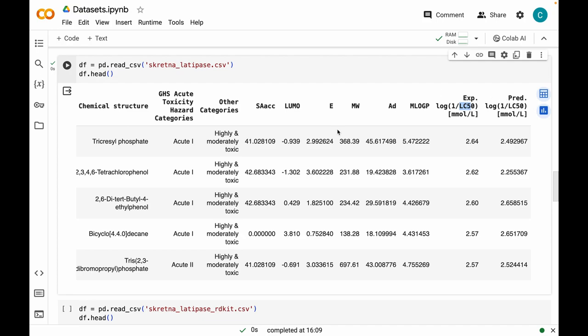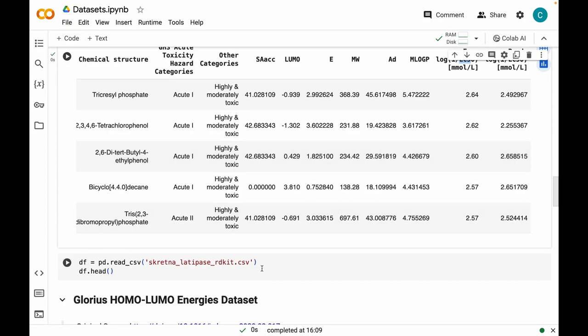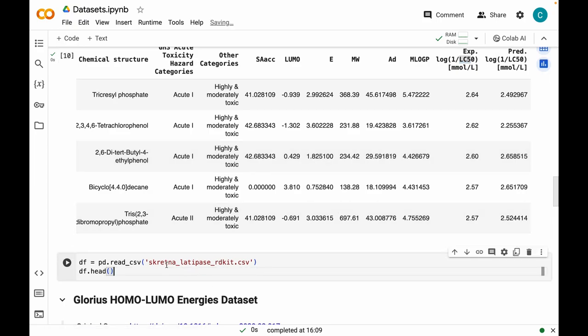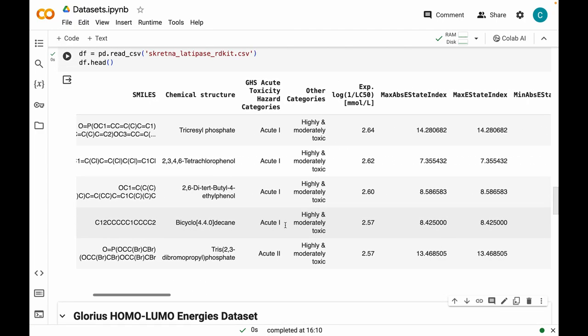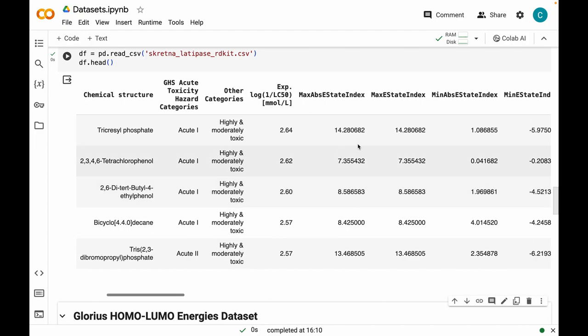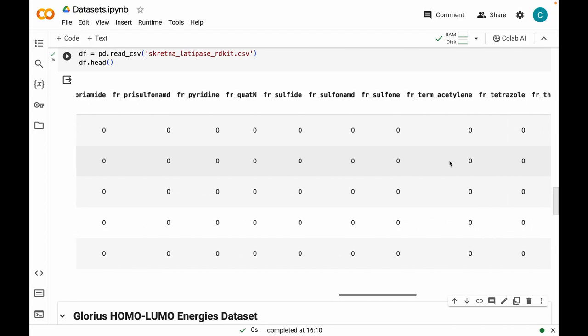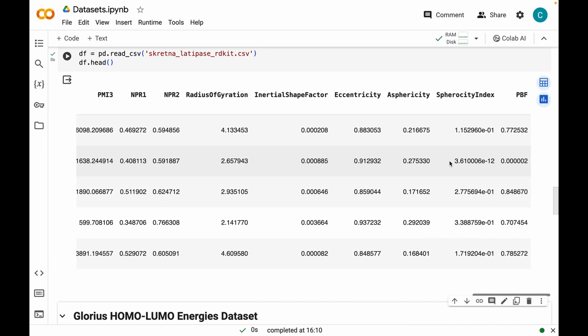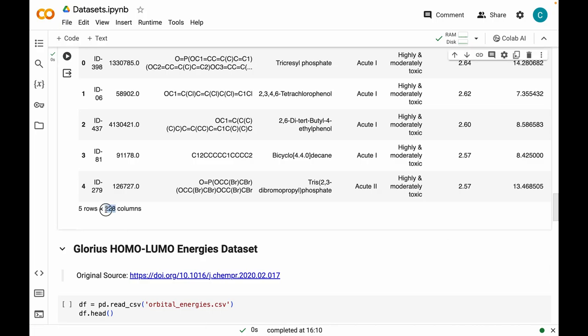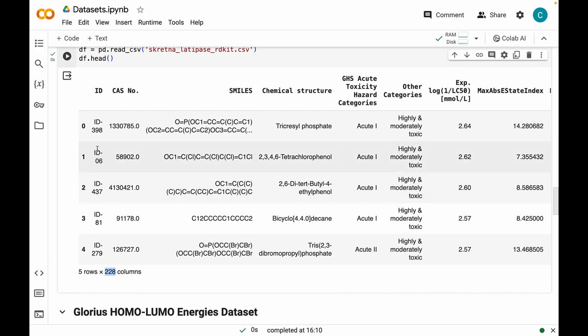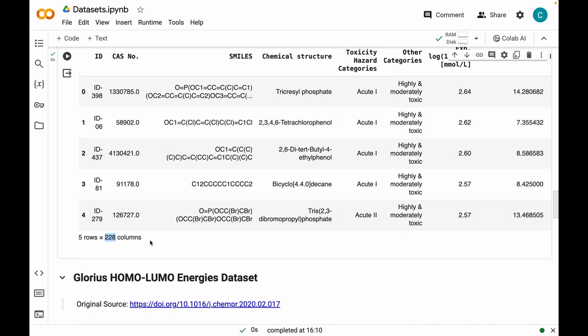So you can either use these descriptors or you can use the RDKit descriptors, which are in the latipes_RDKit CSV file. So let's run this. And here, apart from all these columns, we have the RDKit descriptors for all these molecules. The number of columns we have is 228. I think if you take these 1, 2, 3, 4, 5, 6, 7 columns out, we'll have 221 molecular descriptors calculated using RDKit.